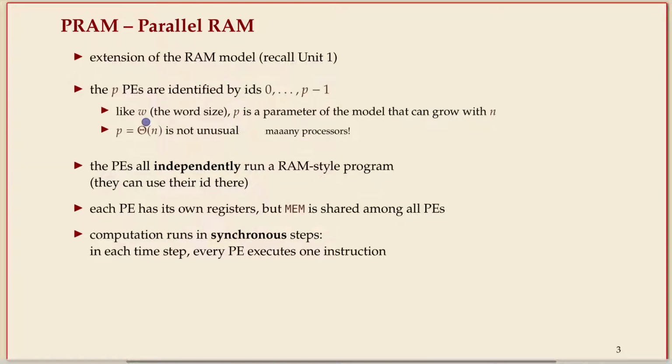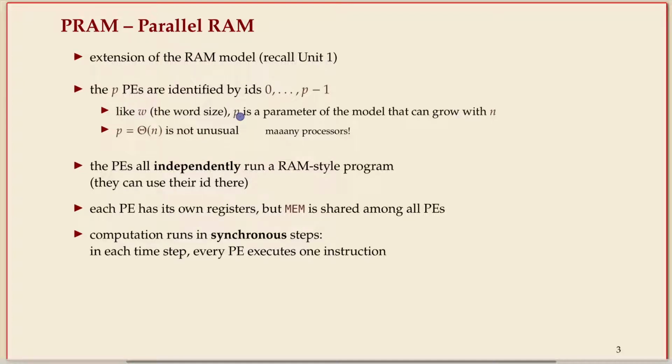They also have, it's still the word RAM model. So they operate in words of so and so many bits, W bits. And that's a parameter of the model. Remember, we used to think the word size is roughly logarithmic in the input size. And now we have another parameter p, the number of processors, which also can depend on n. So our machines grow with the problems.